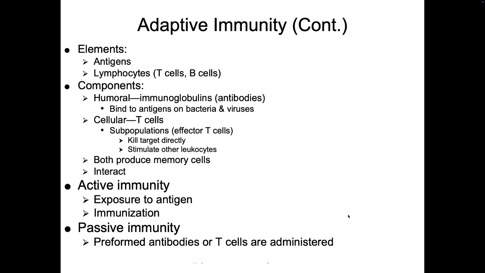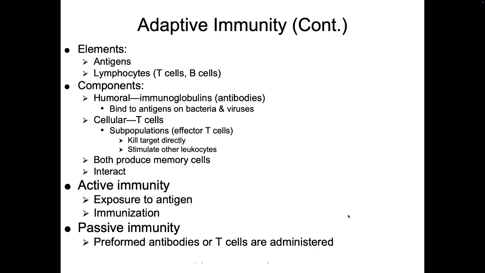The elements are antigens, which can be any surface molecule, anything ranging from a protein to a glycoprotein to a glycolipid to a carbohydrate. It really doesn't matter. Antigens just need to meet a certain size and diversity standard in order for adaptive immunity to recognize it and clear it. And then it involves lymphocytes, T and B lymphocytes.